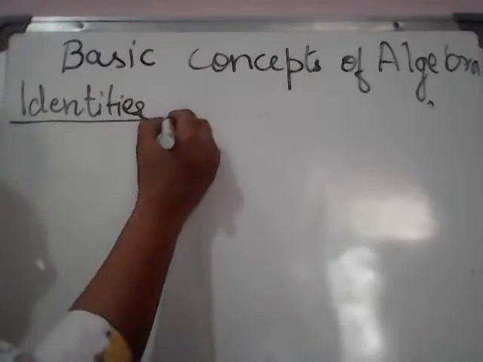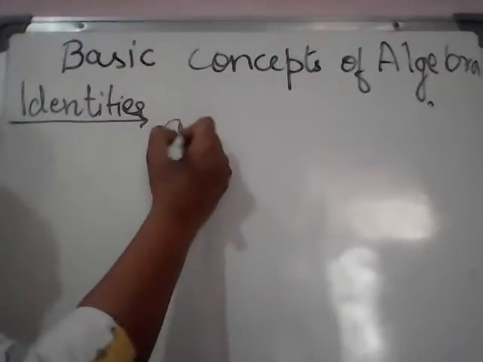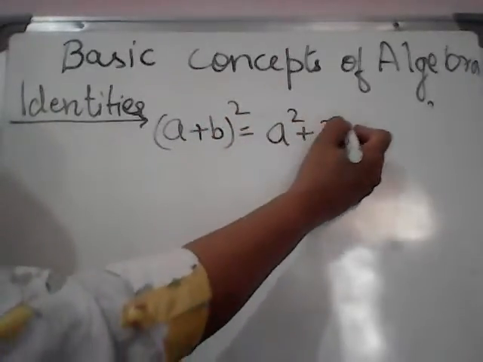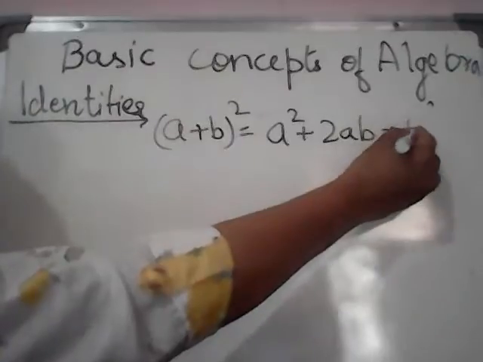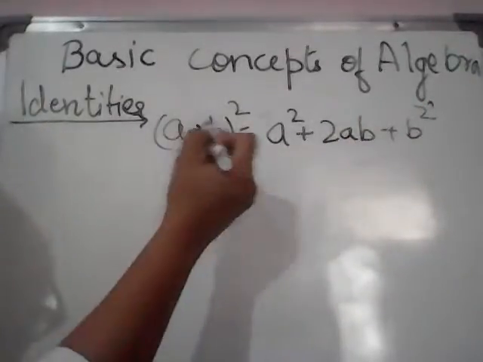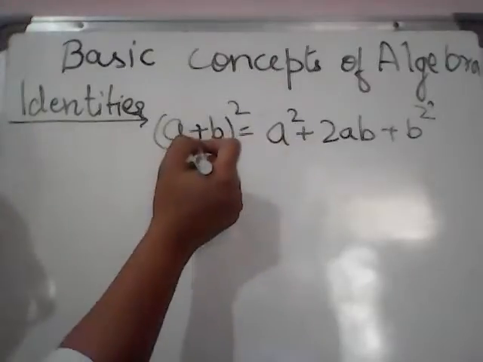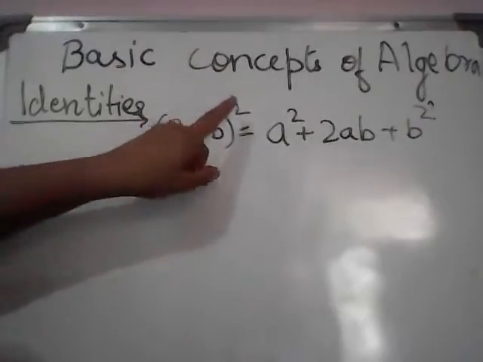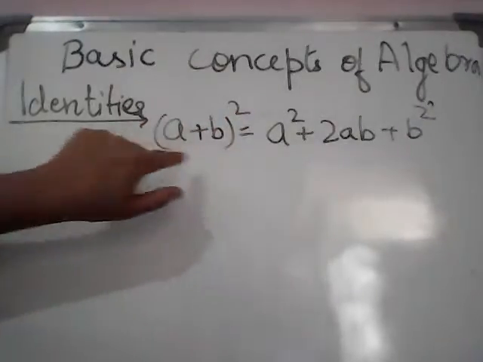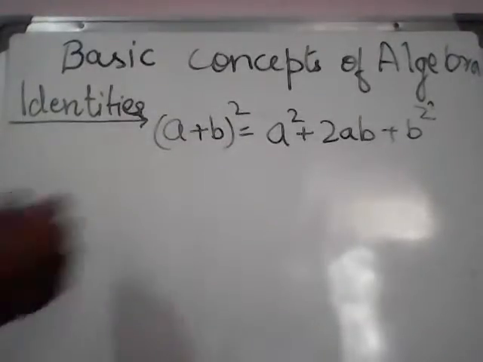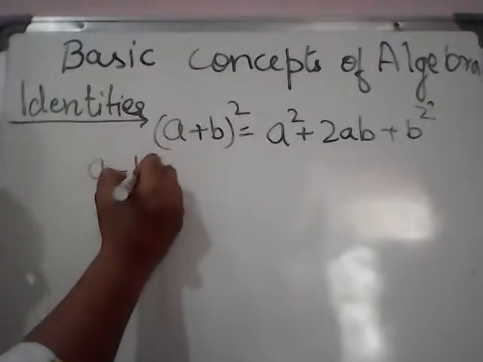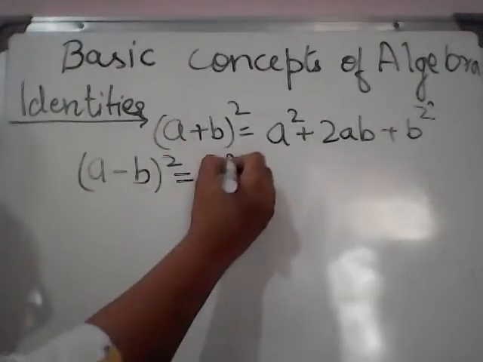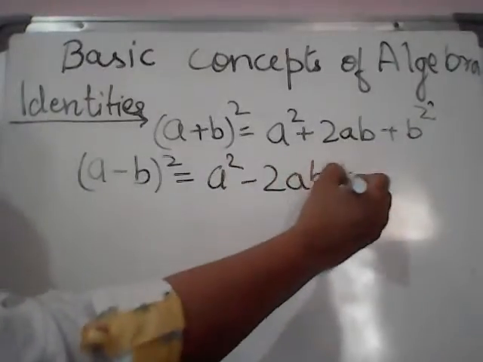One is a plus b whole square, which is equal to a square plus 2ab plus b square. How do we get these identities in this form? You can watch my video on this. I have explained it there very clearly, that when we open this square, we get this. So I'll not explain it here. Please watch that. Here you just have to learn it because it is very useful in solving expressions and equations. Next is a minus b whole square, which is a square minus 2ab plus b square.